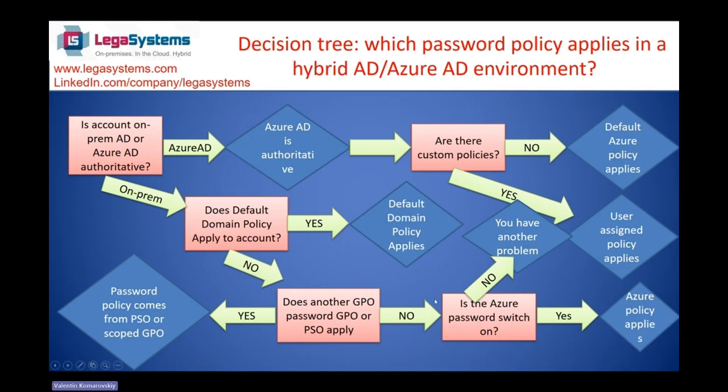If you don't have the switch and you can't find out where the password policy for the user comes from, then there's likely some other problem. There's either no policy applying on-prem, and then there's no policy applying in Azure. If there's no policy applying on-prem, but you have the switch on, then on-prem there is no policy applying for the user, but in Azure AD you get the Azure password policy. I know it's a little bit unconventional, but this is how the password policy framework was designed to work.